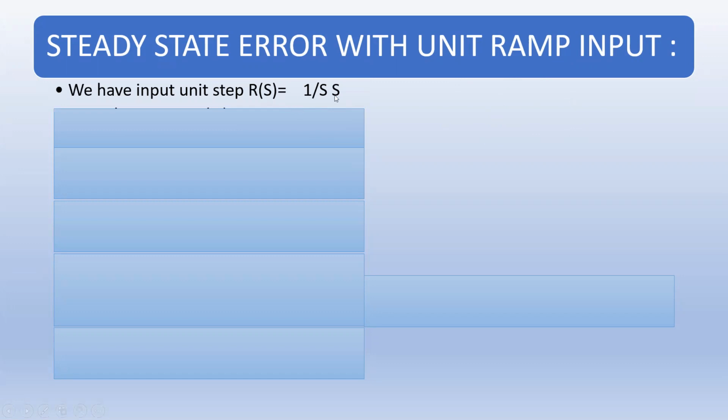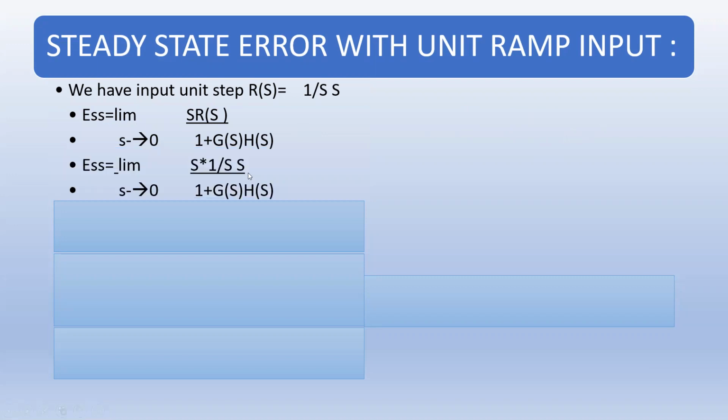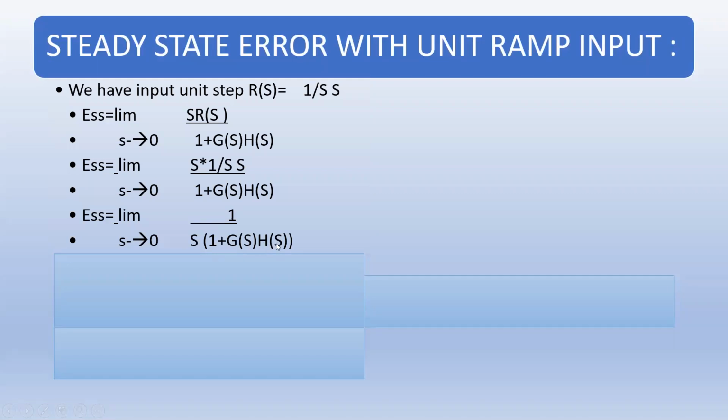If we substitute this in the error signal which we derived in the previous session, that is E(s) = R(s) divided by 1 plus G(s)H(s), and then substitute that in the steady state error formula, the s square cancels with the s, so we have the overall steady state error as limit s tends to 0 of 1 by s into (1 plus G(s)H(s)).